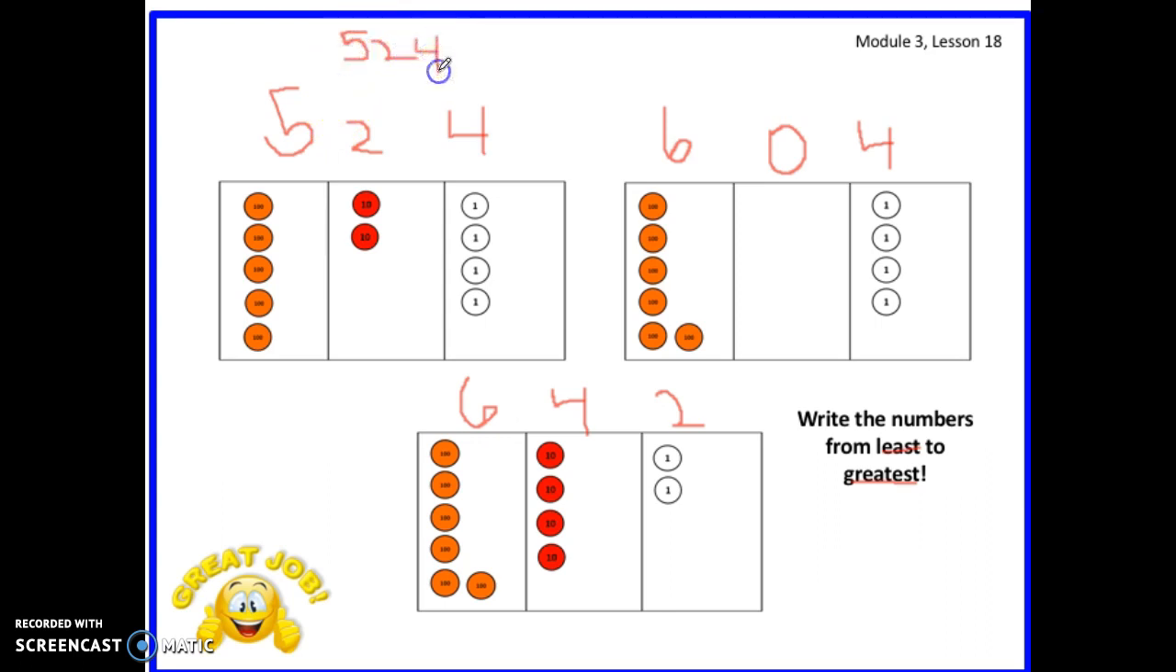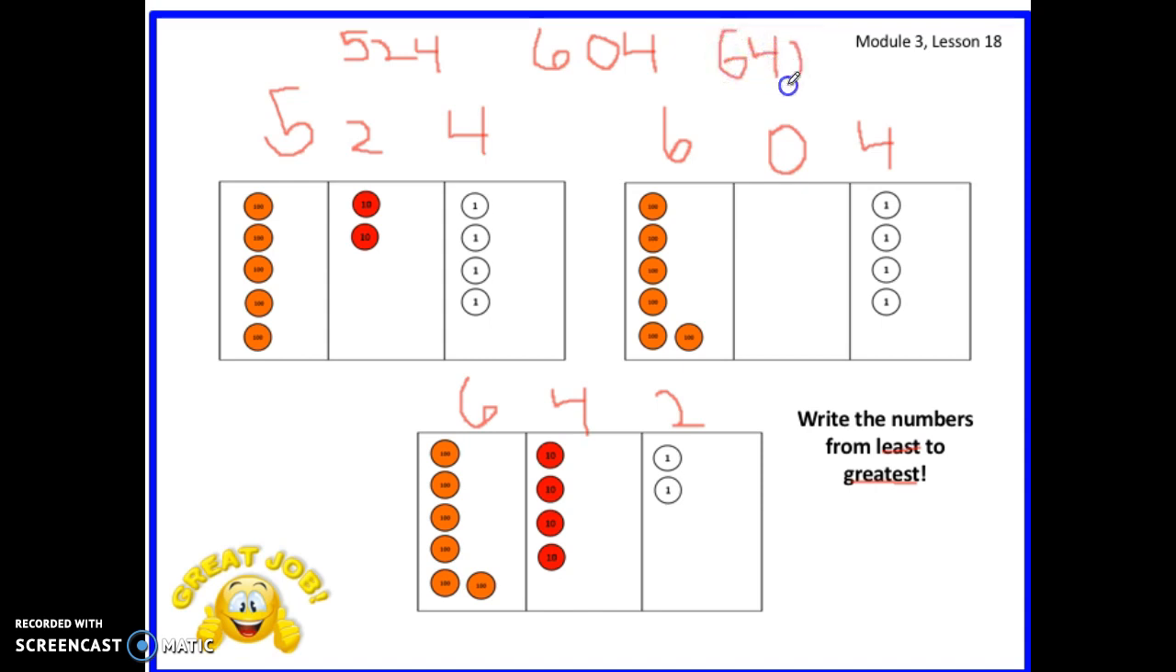The next number, we have 604, 642. All right, the 6's are the same, so I can't look at that place value. Ooh, but I could do the tens. I have 0 tens here and 4 tens here. 4 is much bigger than 0. So that means that this is the next smallest number, 604. And my last number is my biggest or my greatest number, which is 642.